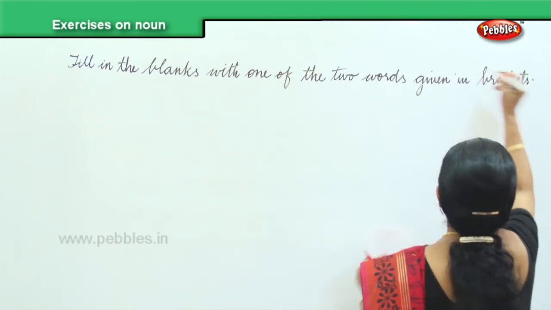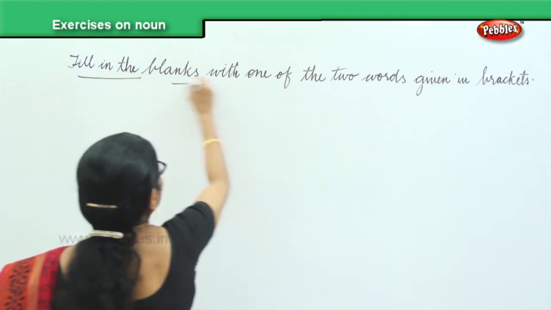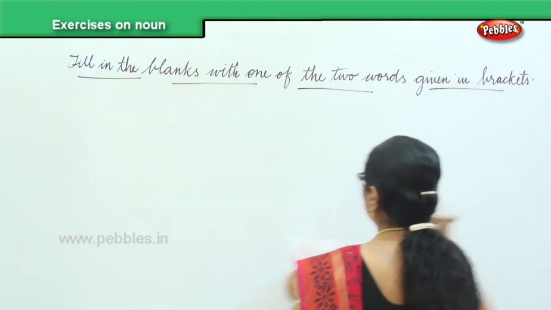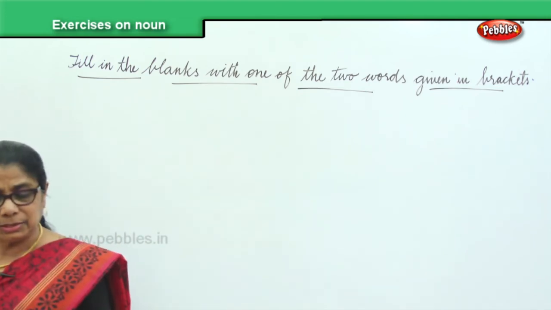So what are we going to do? We're going to fill it up with one of the two words in the bracket. And that's what we are going to do now. Okay? Now, the sentence goes like this.